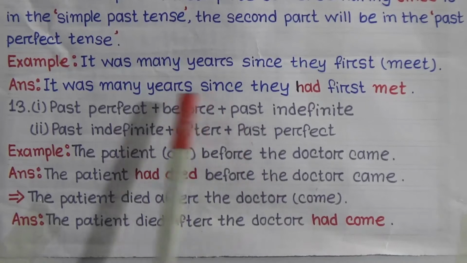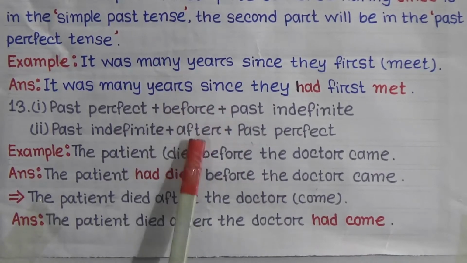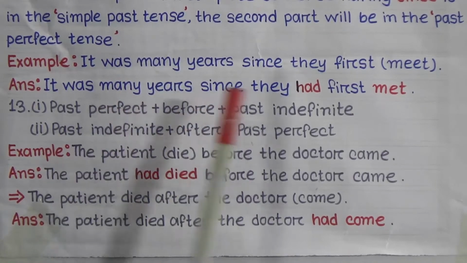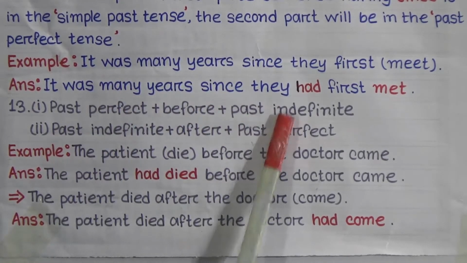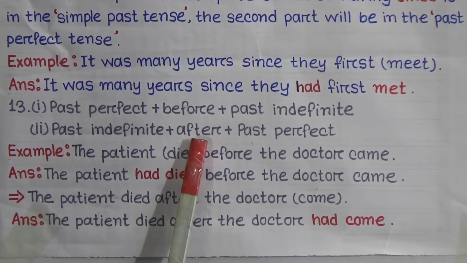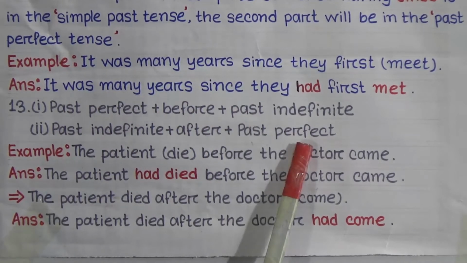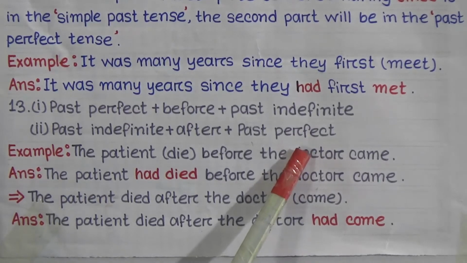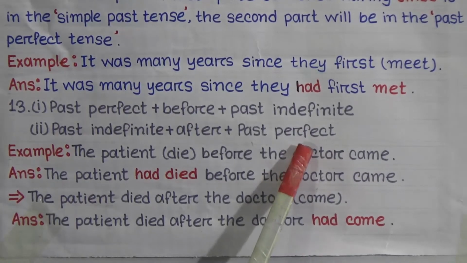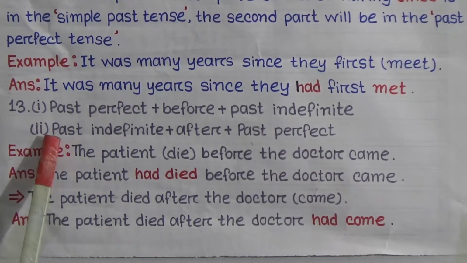So I hope you can understand the rule of before and after. With the word before we have to use past perfect in first part, and with the word after we have to use past indefinite in first part and past perfect after the word after, that means in second part. So it was rule 13, and now I am going to discuss rule number 14.